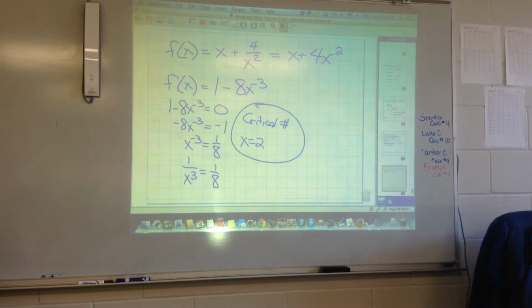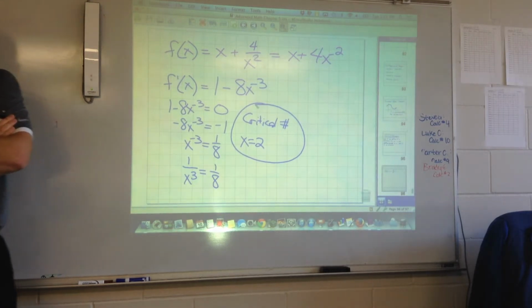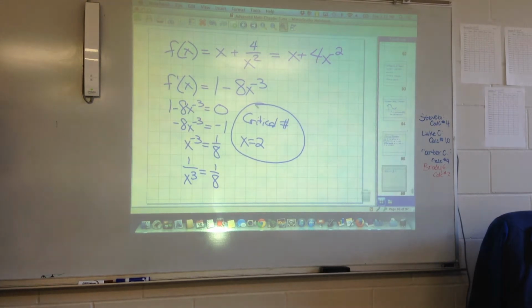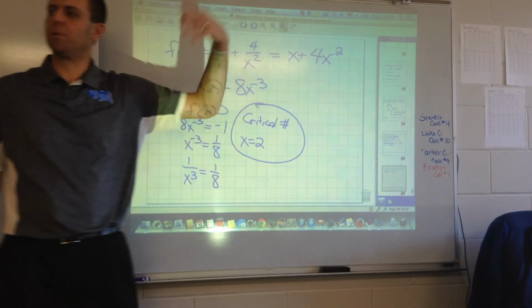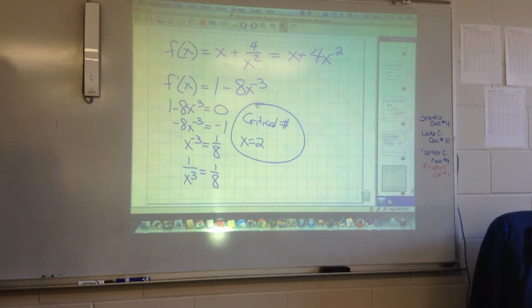We're not going to do anything more with it. We're just going to find our critical numbers. If the directions say find the critical numbers, you can just write x equals 2. Since I didn't have the directions written up here, find the critical numbers, I wanted to make that clear just for the video and for you guys.